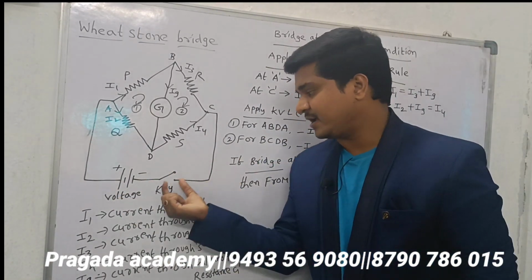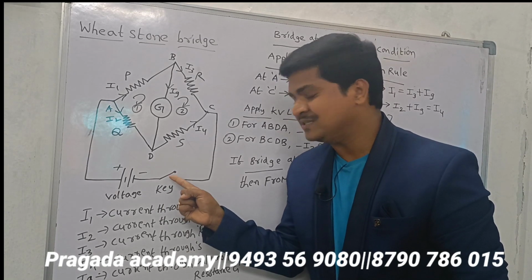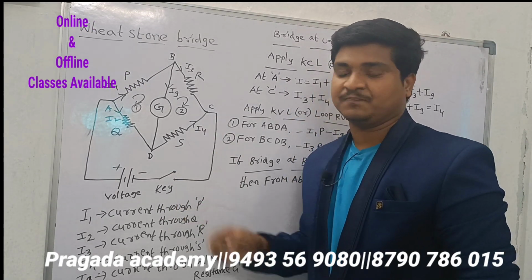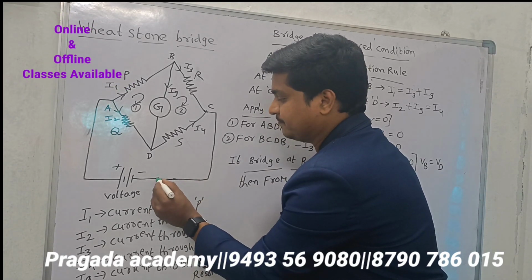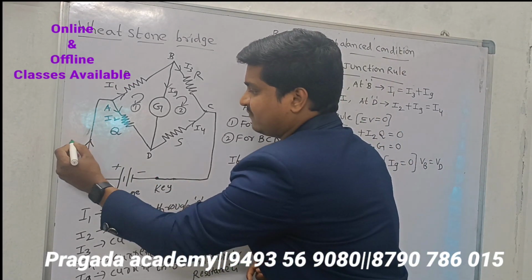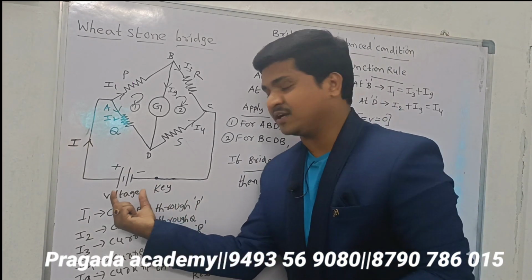So here I connected the key. If the key is open, there is no current flow in the circuit. To flow the current, the key or switch should be closed. Then the current I will flow in the circuit when you connect the voltage.